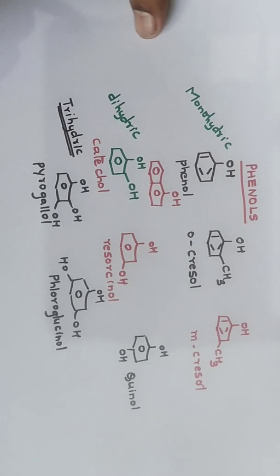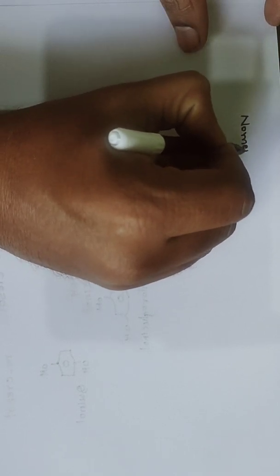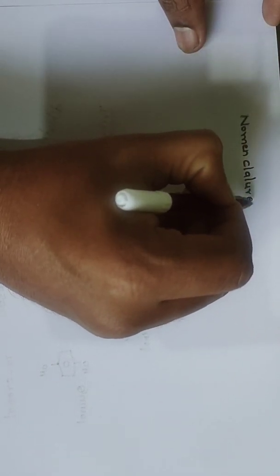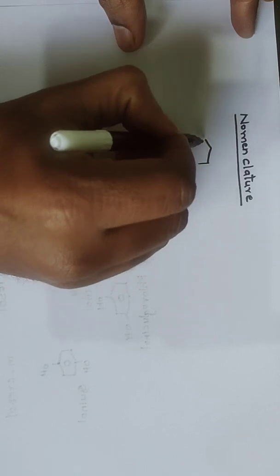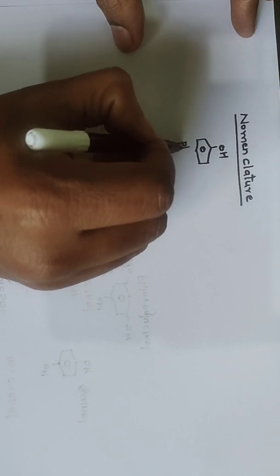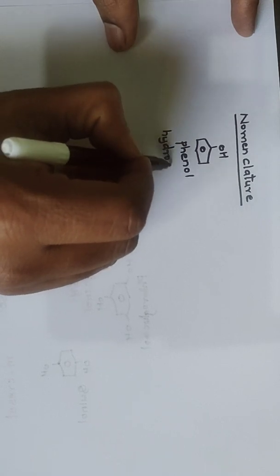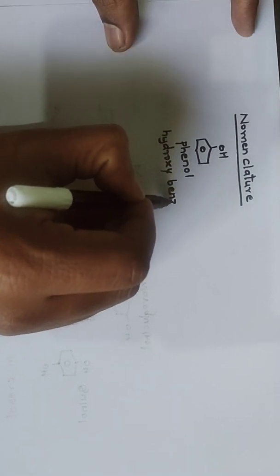Let us go to the nomenclature of these compounds. Let us see how these compounds are generally named. Let us take a simple phenol, a benzene with an OH group: phenol. It can also be called hydroxybenzene.